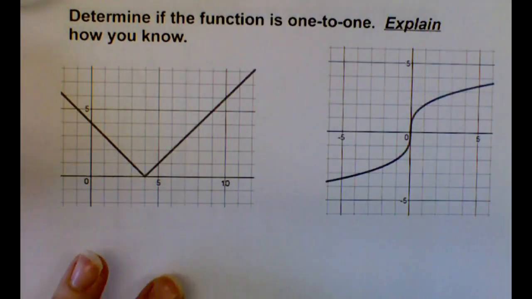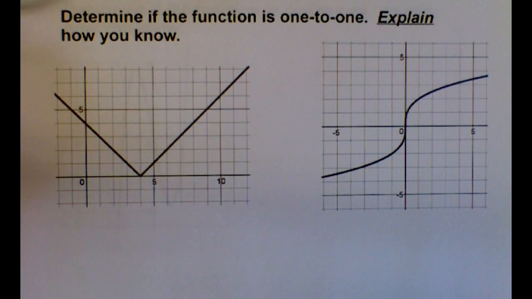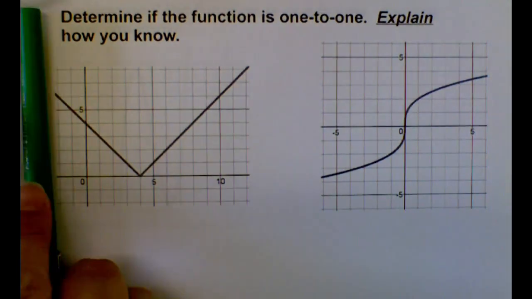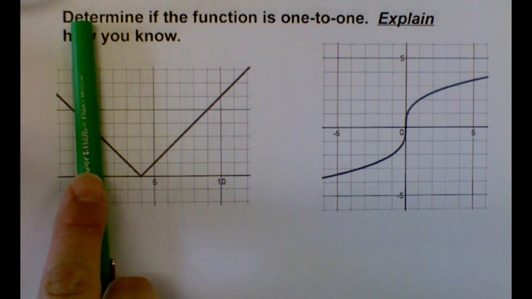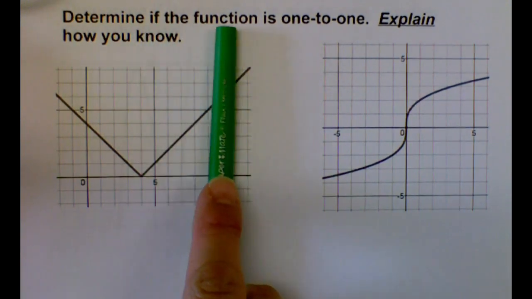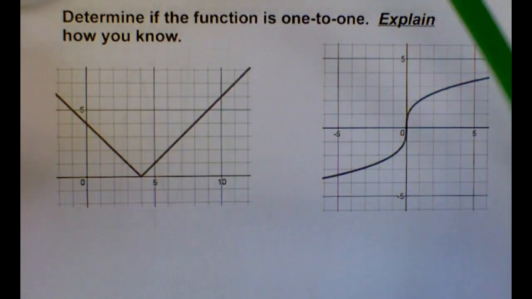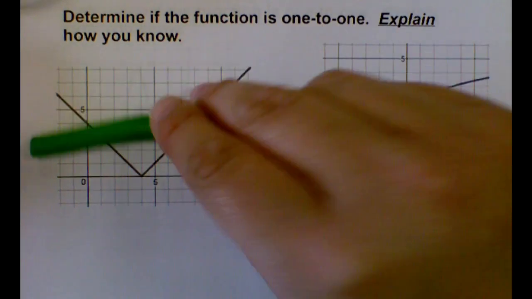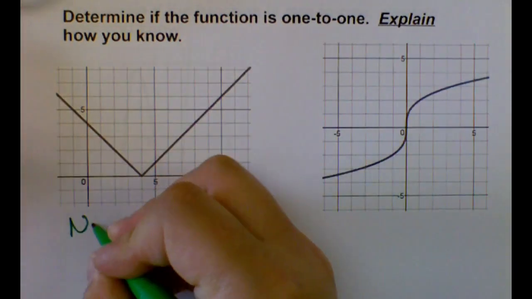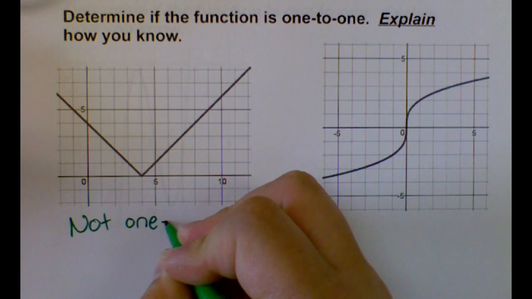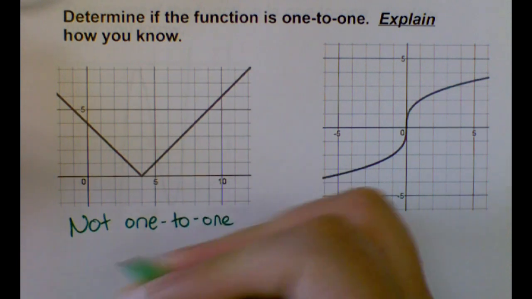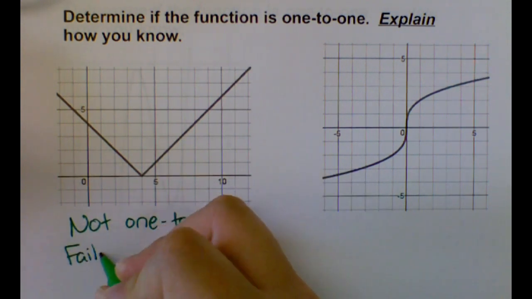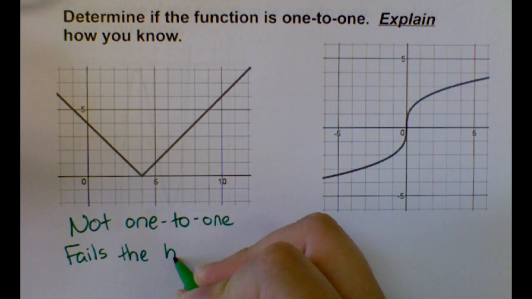All right, let's decide if this is one-to-one. To tell if a graph is one-to-one, we use our line tests. Vertical line test tells us if it's a function. This first one passes the vertical line test. Horizontal line test now would make it one-to-one. Uh-oh, it fails the horizontal line test. This first one is not one-to-one because it fails the horizontal line test.